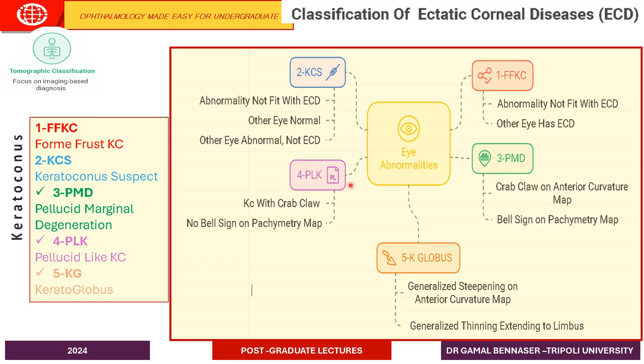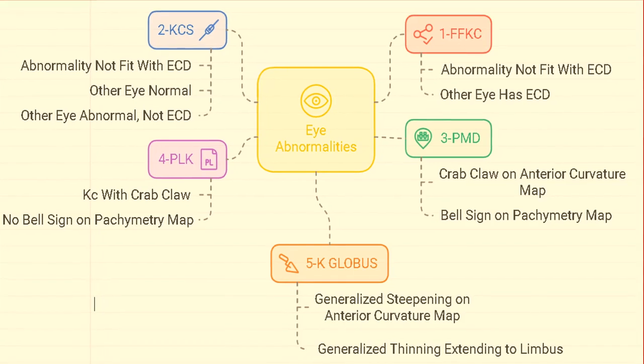Now, pellucid-like keratoconus is a keratoconus, but it has an appearance in the curvature map like the kissing doves, which is similar to pellucid marginal degeneration, but it has no pill sign in the pachymetry map. This is very important. Now, keratoglobus is characterized by generalized thinning and generalized ectasia of the cornea in the topography. So this is generally the classification of ectatic eye diseases based on the topographic appearance. As I said, we will concentrate only on keratoconus.